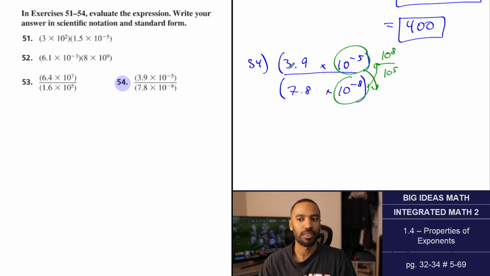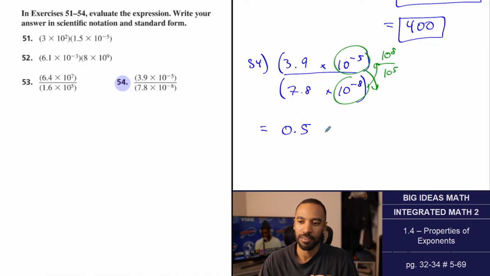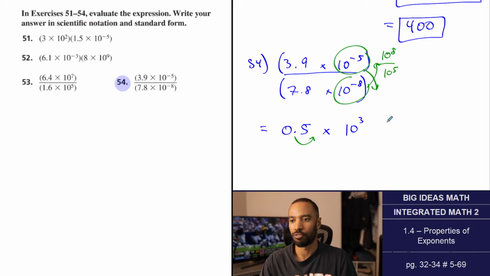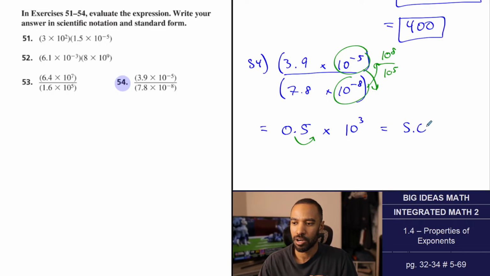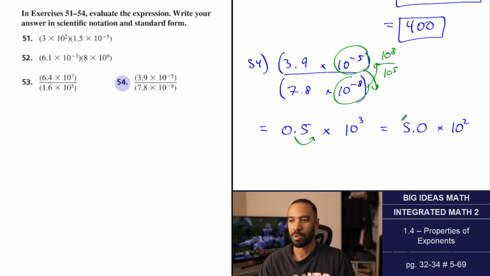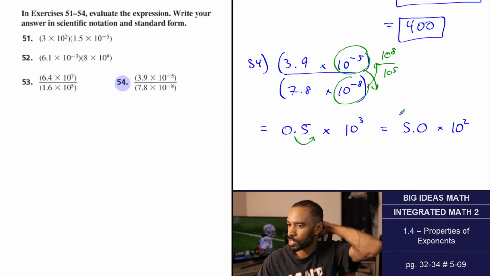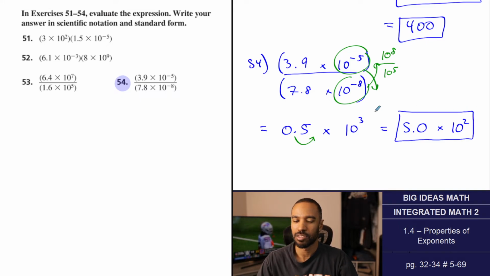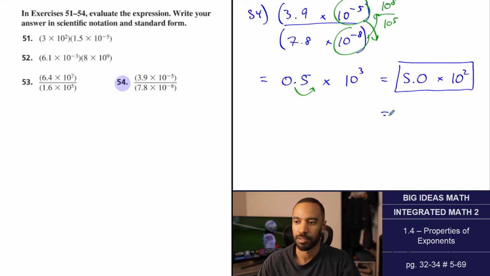3.9 over 7.8, 39 over 78. That's half, right? 1/2. So that's 0.5 as a decimal. So that's 0.5 times, it looks like that's 10 cubed now, right? Now we have to shift this decimal one place over to make it instead 5.0. So if I make this number 10 times larger, then I have to make the scientific notation part 10 times smaller, which means make it 10 squared instead. So 5.0 times 10 squared, which is 5 times 100, which is 500.